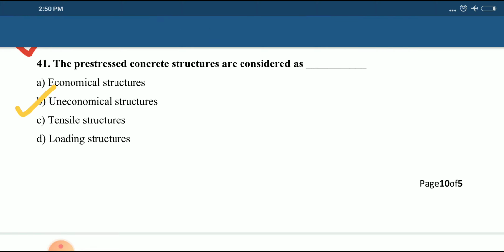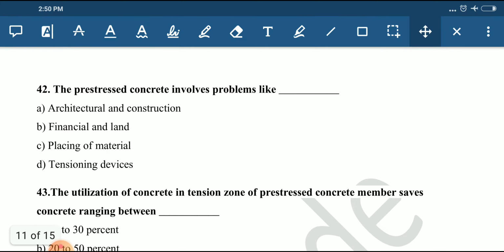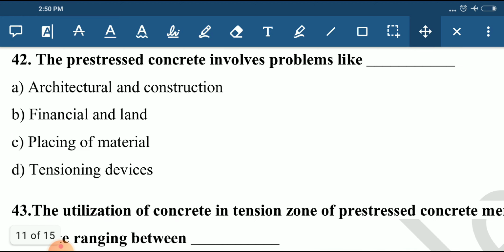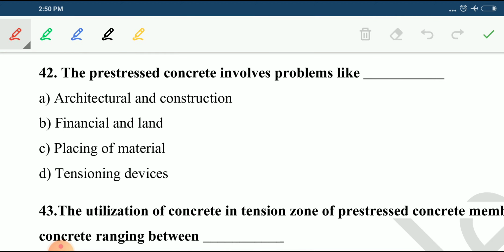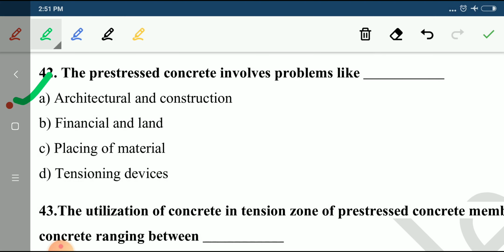Okay, next, the pre-stressed concrete involves problems like architectural construction, financing and land, placing of material, or tensioning device. The answer for this question will be architectural and construction. This is the problem for this one.